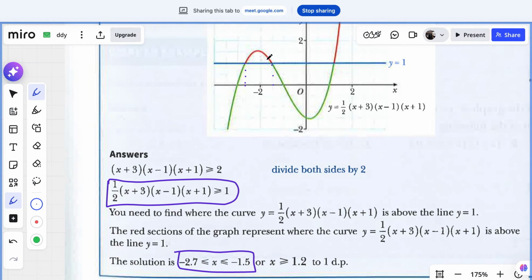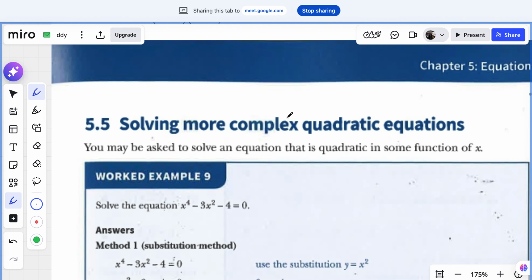Because we are looking for which value of x the graph will be greater than 1, where y will be greater than 1. We are looking for which part we've demonstrated with the red one. So you write the inequality for this. Also, we're going to write the inequality for this, so you trace this one down also. 5.5, which is the last part of this class.